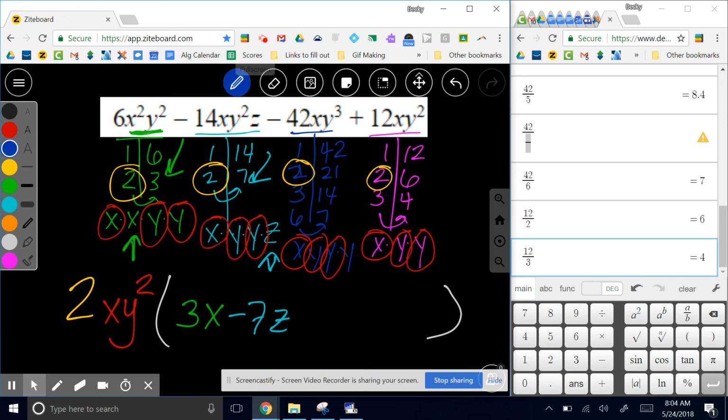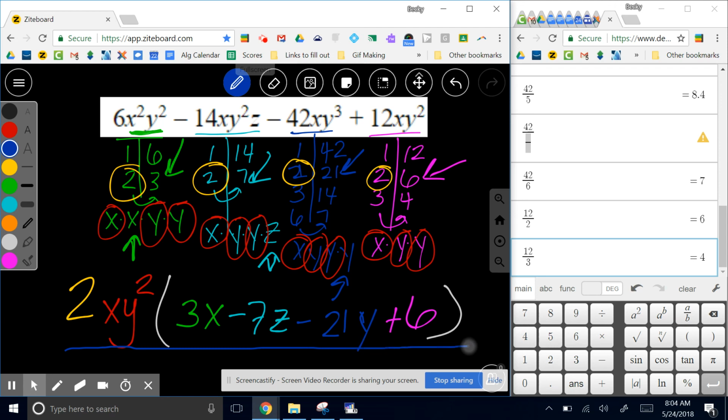On the 42, it was a minus, and what I have left is a 21 and a y. And then last but not least, on the 12, we have a 6 left and no variables. So my factorization of this one is 2xy squared times the quantity 3x minus 7z minus 21y plus 6.